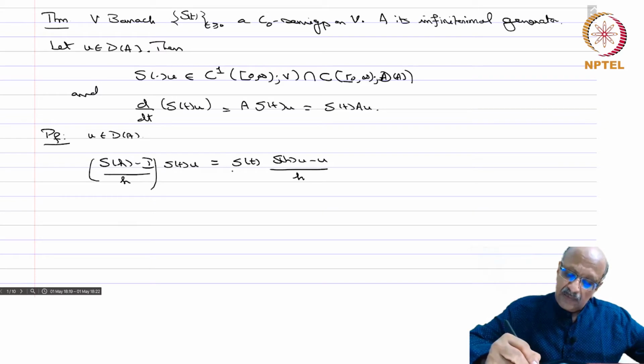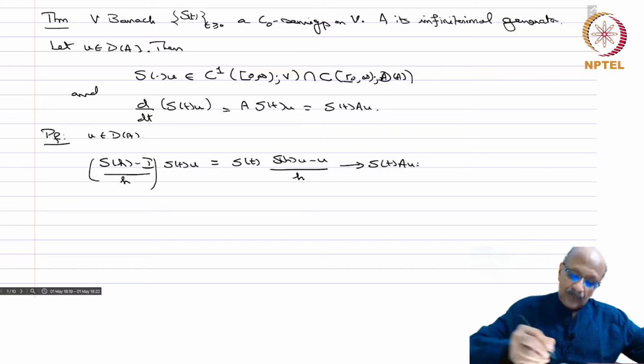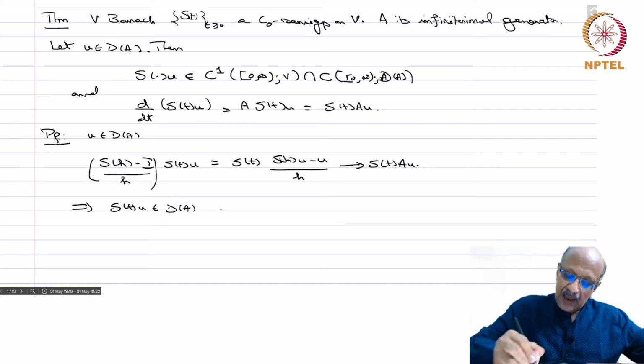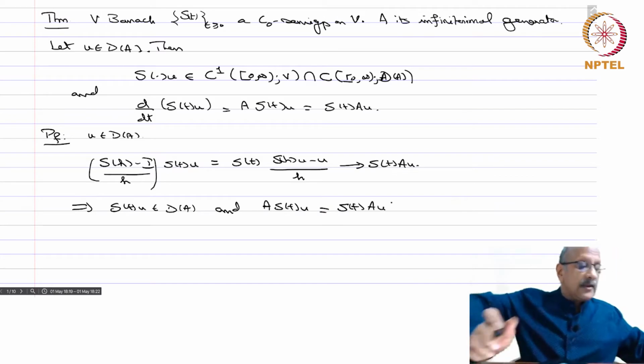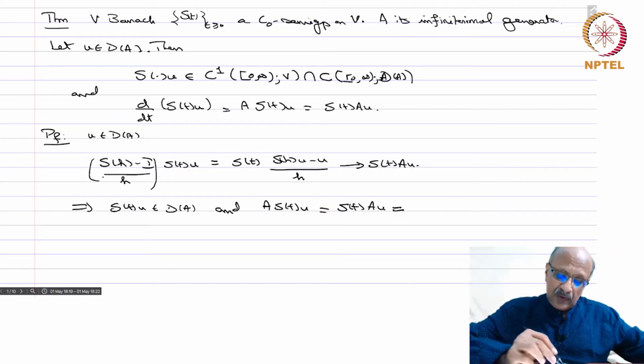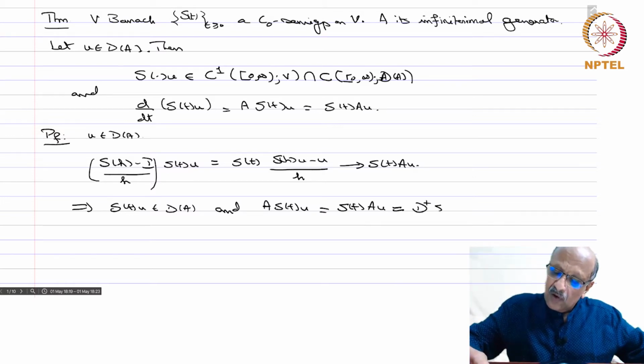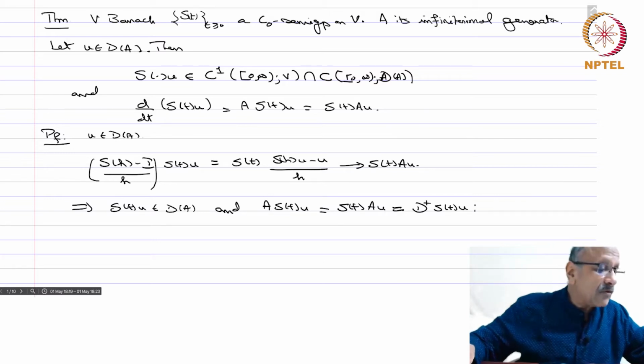And now S(t) is a continuous linear operator. (S(h)u minus u)/h, by definition, since u is in the domain of A, goes to A of u. So, this goes to S(t) of A of u. Therefore, this implies that this limit always exists. So, this means that S(t)u belongs to D(A), and A of S(t)u, which is the limit of this, is nothing but S(t)Au, and that is equal to, of course, since we are taking (S(h)u minus u)/h, D plus of S(t)u. So, this is a forward derivative.